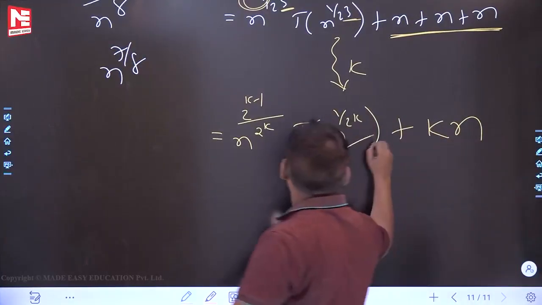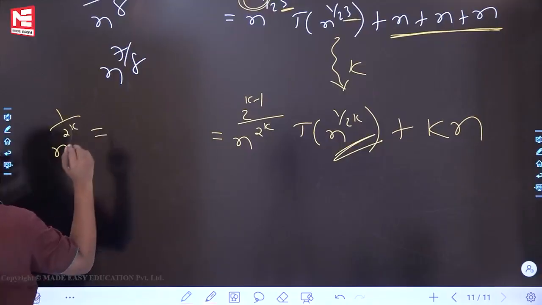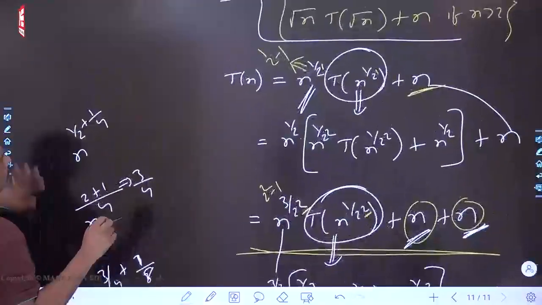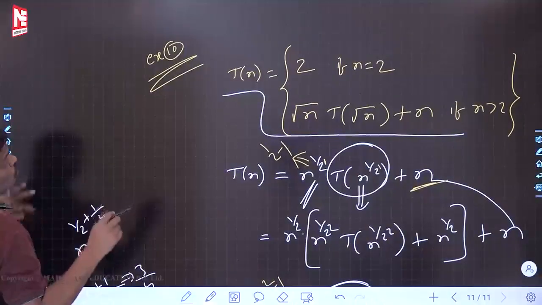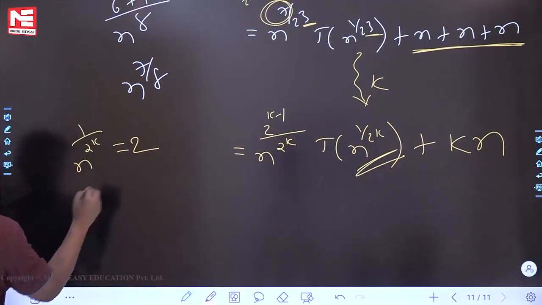And one more, this should be termination. What is the answer? N power 1 by 2 power k is equal to, what is the answer? Termination, whatever there take. What is the termination? N is equal to 2, then answer is 2. So I think apply log now.